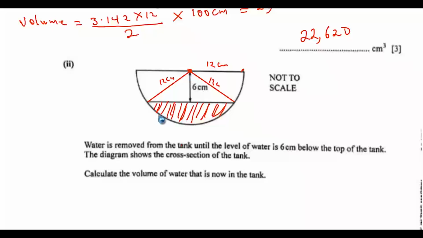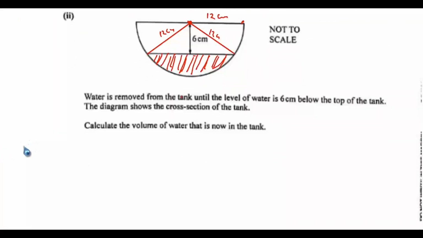Once we find the area of the sector, then we also find the area of the triangle. So we subtract the area of the triangle from the area of the sector. That will give us the area of the segment, and we can use that to get the volume of the water. So the first thing we need to do is to calculate the area of a sector.